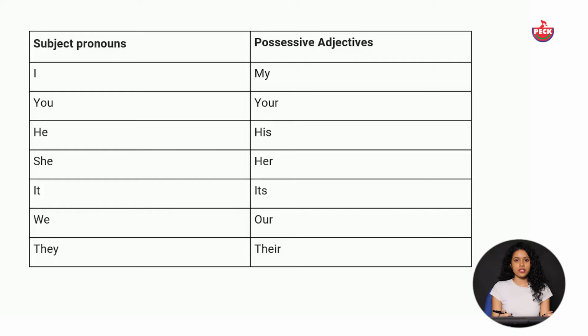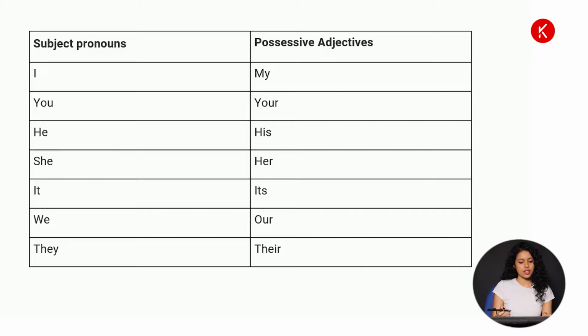Now, to understand the different possessive adjectives, we need to look at a list of subject pronouns. The different subject pronouns are I, you, he, she, it, we, and they. Now, each subject pronoun has a corresponding possessive adjective. What is the difference between the two? A subject pronoun answers the question who, and a possessive adjective answers the question who something belongs to.